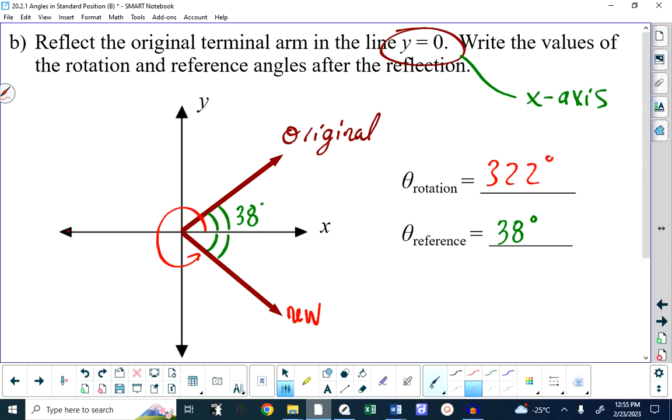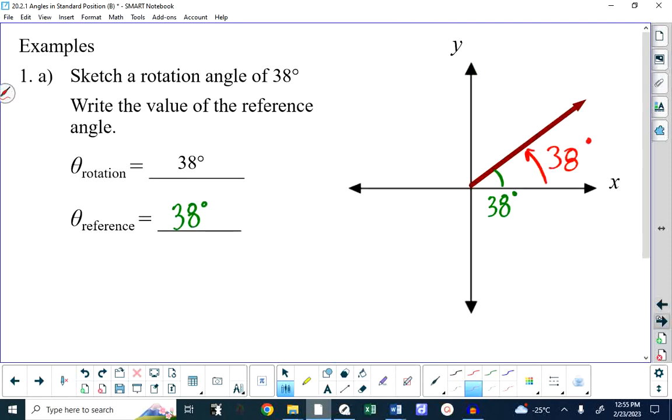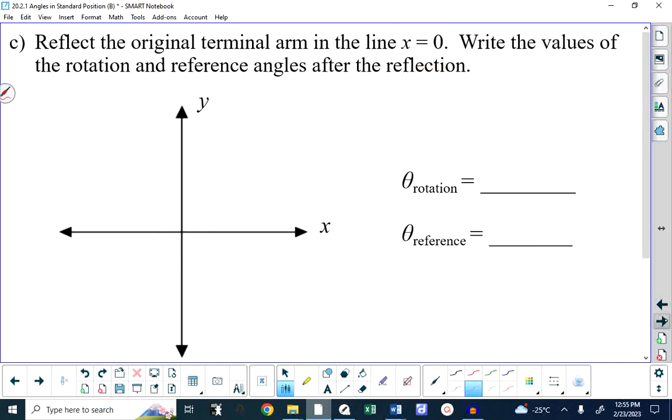Pretty straightforward, but any questions with B? What if in C we reflect the original terminal arm in the line x equals 0? Well, the line x equals 0 is the y-axis. You can even think of it this way. If I gave you an equation of a function, and I said, what is the y-intercept? You're going to change x to 0, because every place on the y-axis, x is 0. So I can either write the words y-axis or I can write x equals 0.